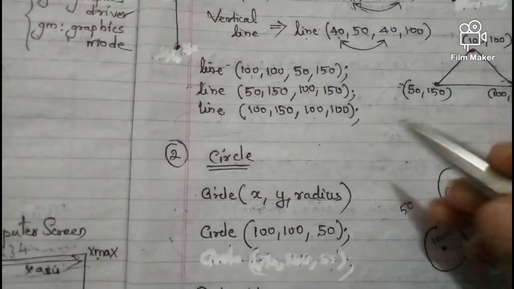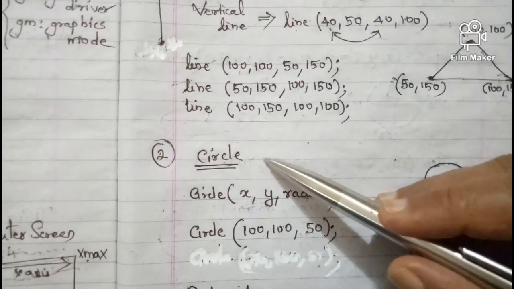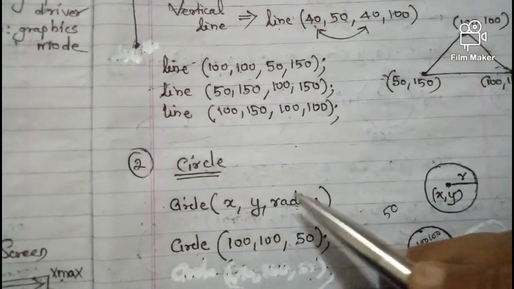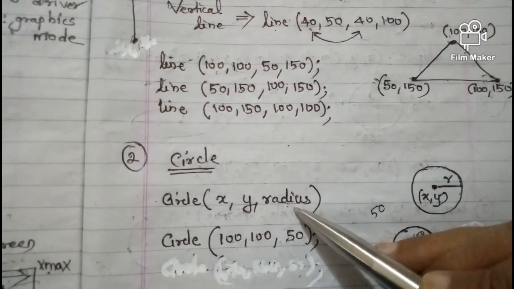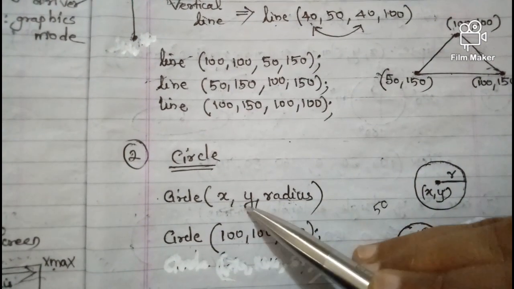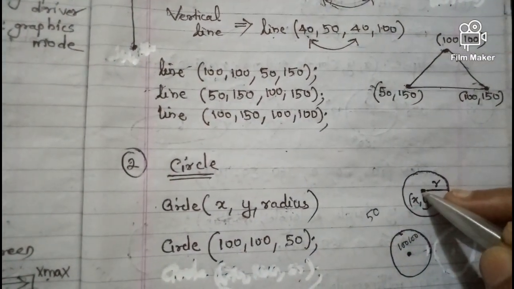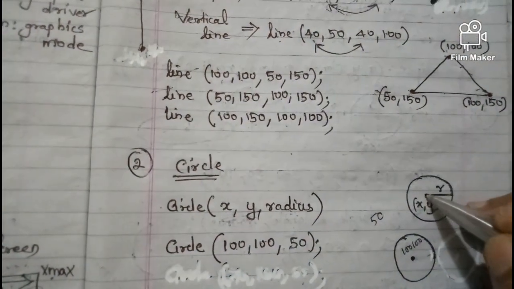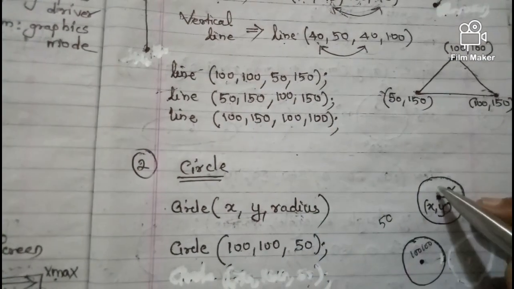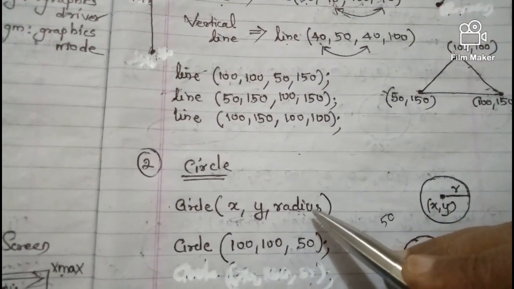Next is a circle function. Circle function uses three arguments: x, y and radius. X and y together specify the center of the circle, and this is the radius of the circle. So with just three arguments we can easily draw a circle.